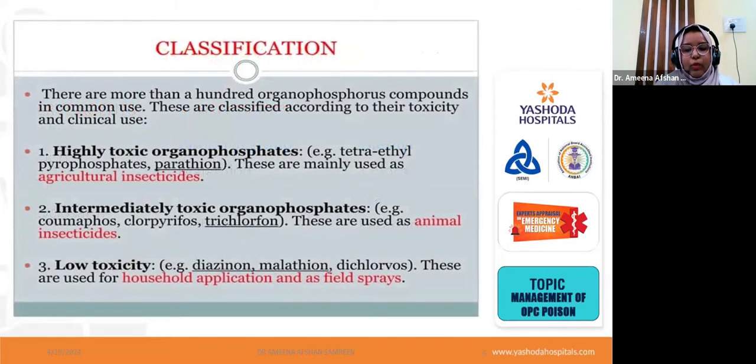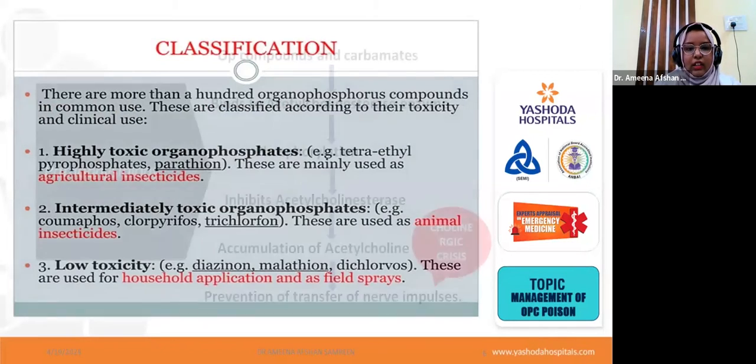Now there is one more classification which divides the compounds into highly toxic organophosphates, intermediate toxicity, and low toxicity. In highly toxic, they are parathion. In intermediate toxic compounds, these are trichlorfon, and low toxicity are our household sprays like diazinon, malathion. As you can see that highly toxic parathion substances are more commonly used as agriculture insecticides.